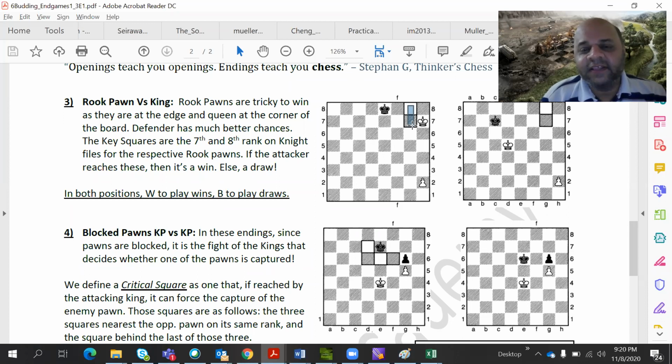If white can enter any of these squares, then it's a win, because he will be guiding the pawn to the queening. You can see it. If the king is there on either g7 or g8, then black cannot hold the h1 square. Black cannot be anywhere near the h1, and the pawn will queen. It is very simple to understand. But if the black king is preventing the white king from reaching this, then no matter what you do, it is a draw. Now let us see this.